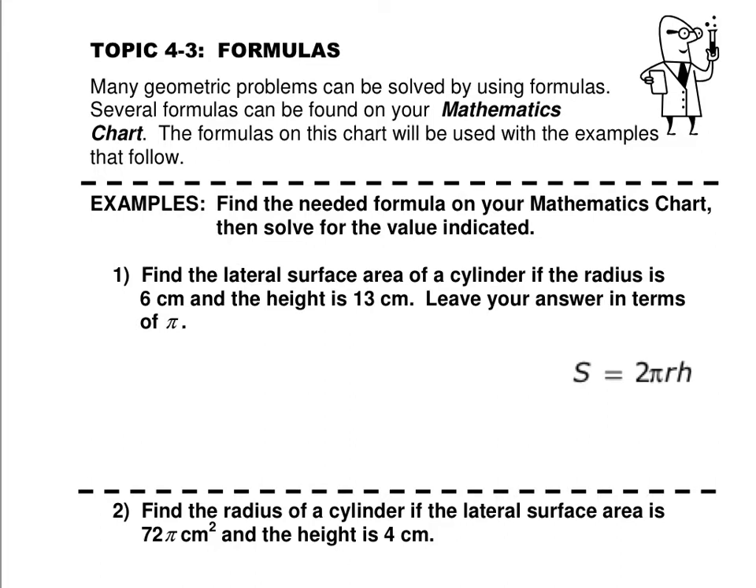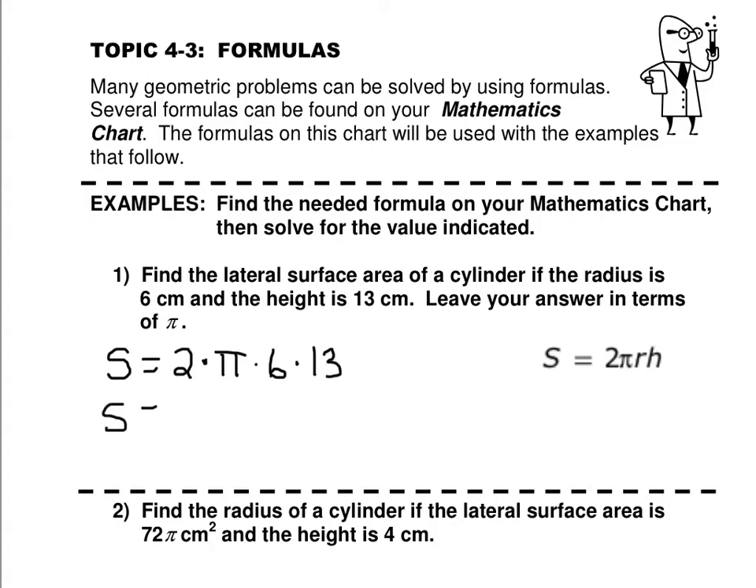So I've got the formula right here. Capital S means surface area. So surface area is equal to 2 pi r h. All we're going to do is take that formula and plug in the numbers. I'm looking for the surface area, and it's 2 times pi, so write that down. And then the radius we said is 6, and then the height we said is 13. Then all you have to do is multiply all of that together.